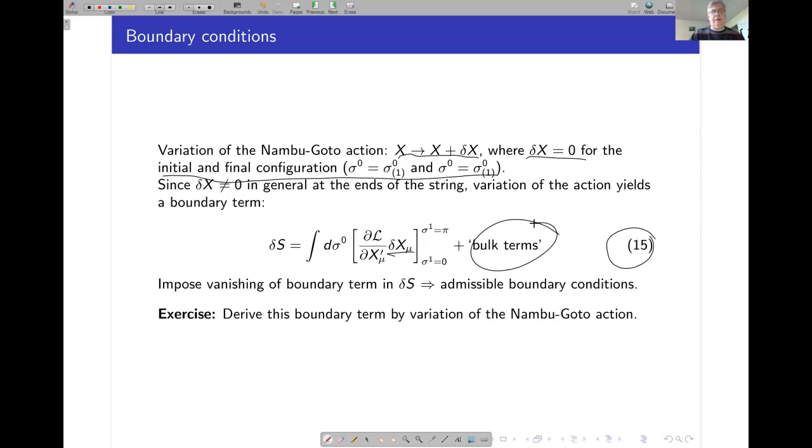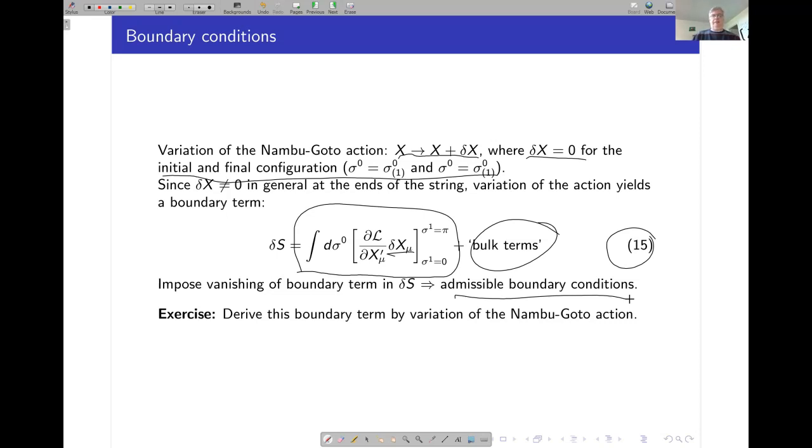But because the ends of the string in intermediate worldsheet times can move, we get a boundary term. And this is this term here. And in order to have a consistent variation problem, we must insist that these boundary terms vanish. And that means that we have to impose boundary conditions. So in addition to equations of motion, we also get boundary conditions dictated to us. And now we have to decide what are the admissible boundary conditions which make this term vanish.